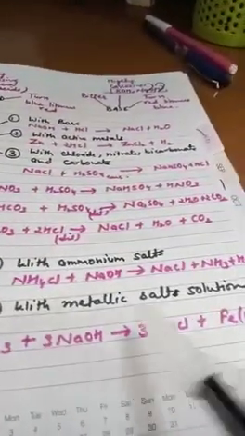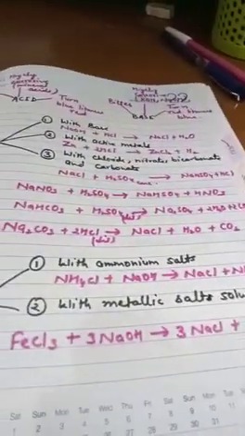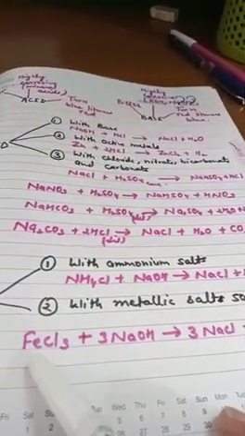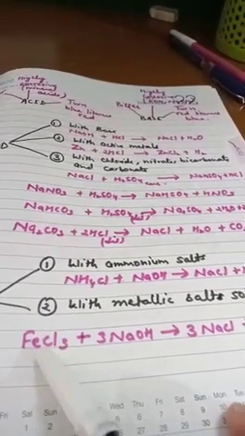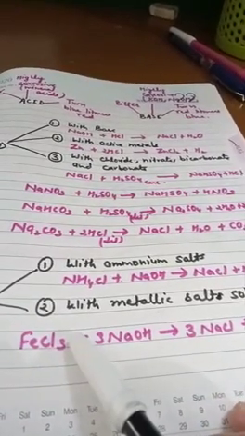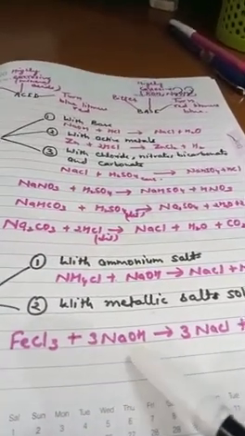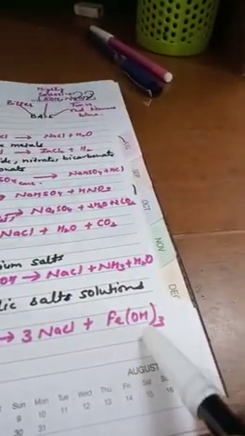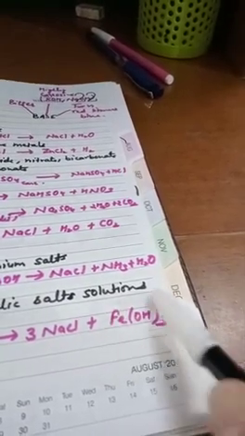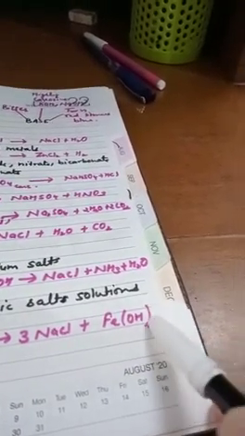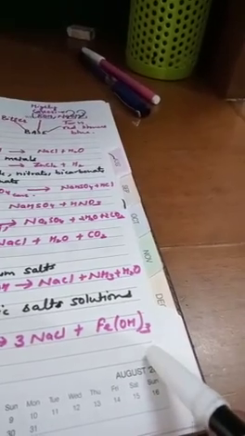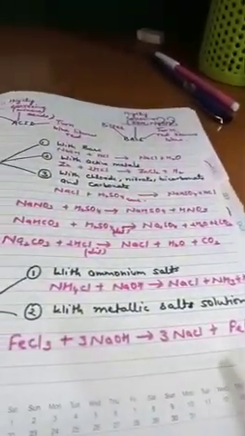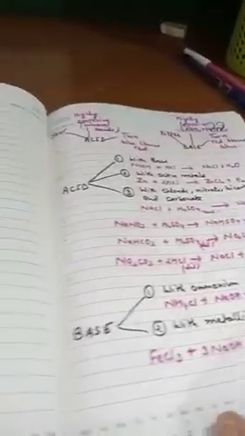Second reaction is with metallic salt solutions. So this is metallic salt, iron chloride, we have to take its solution, and when this solution reacts with sodium hydroxide, it forms sodium chloride, which comes out from here, and ferric hydroxide. So here a precipitate will be formed, a ferric hydroxide precipitate will be formed. So in this type of reaction, precipitate is formed.